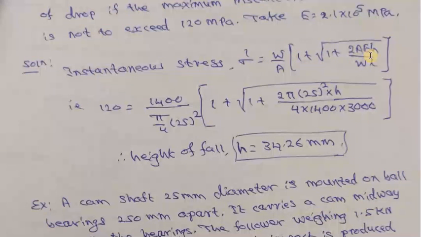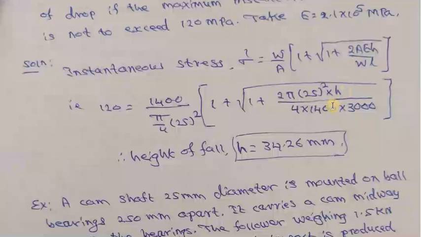In this you substitute all the data. It is a straightforward example. The instantaneous stress on the left hand side, sigma dash, is already given in the example. Load is given in the example. Pi by 4 d square, the diameter of the steel rod is given. Then 1 plus square root of 1 plus 2, this is the area. Pi by 4 d square area is given.